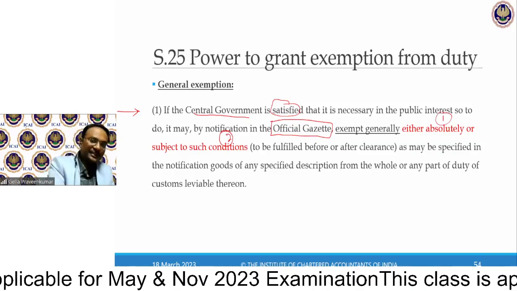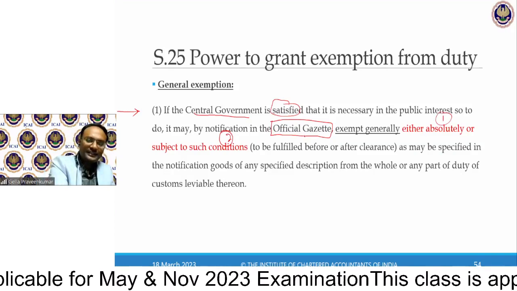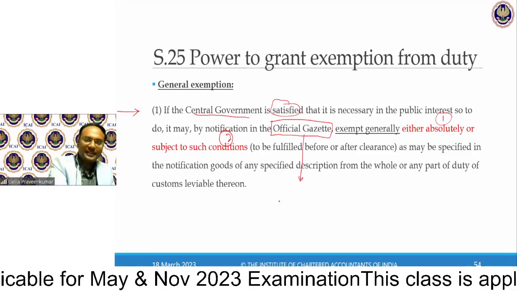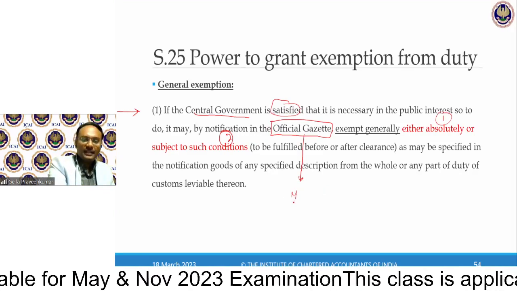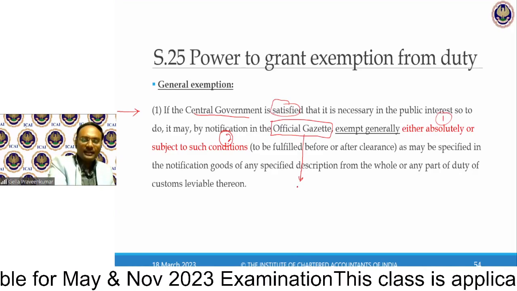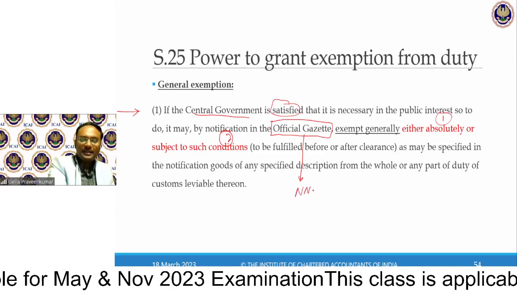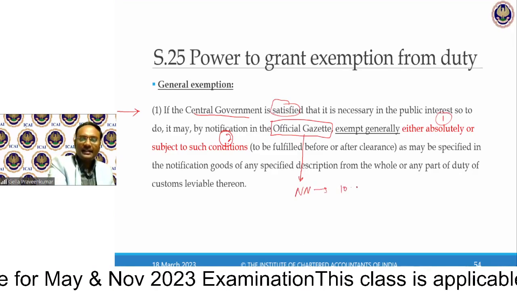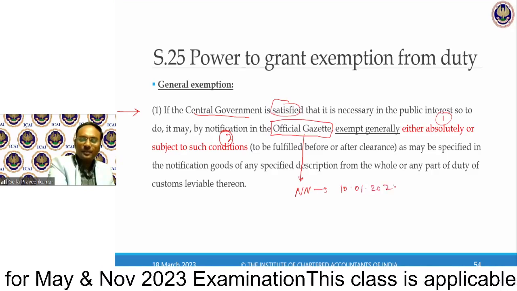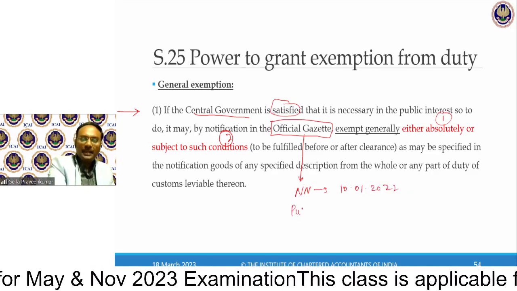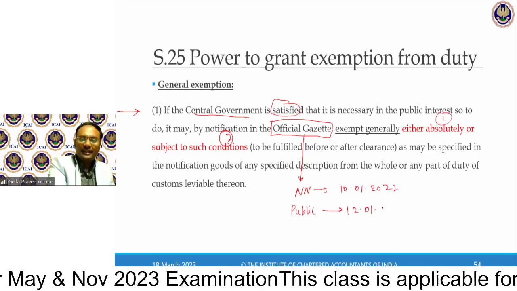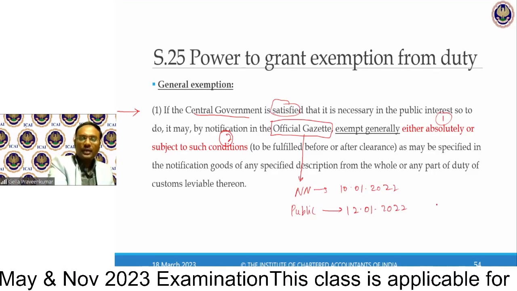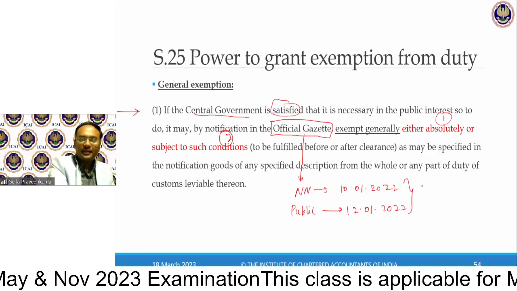Now the question comes here. When I talk about the official gazette, what if the notification, let me just write, notification number is dated 10th January 2022, but it has come into the public domain on 12th January 2022. What is the effective date or effective application?